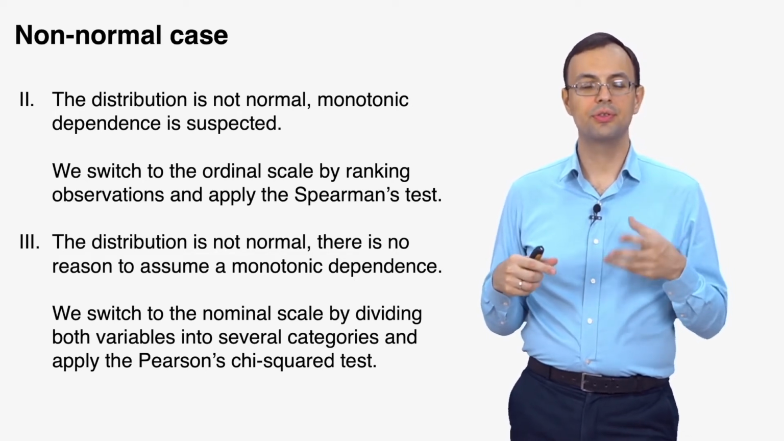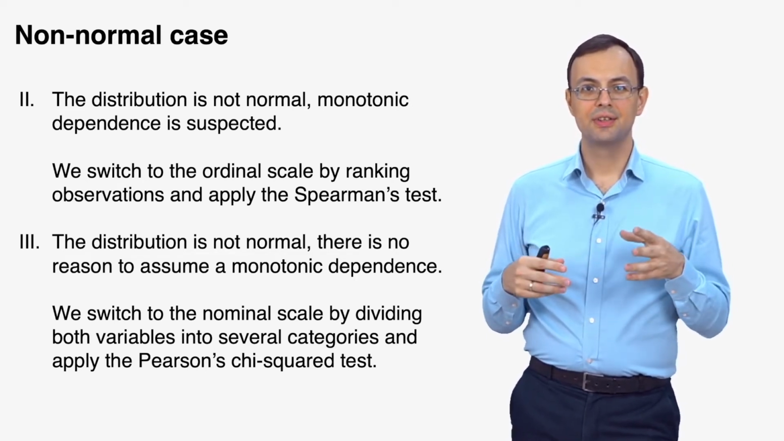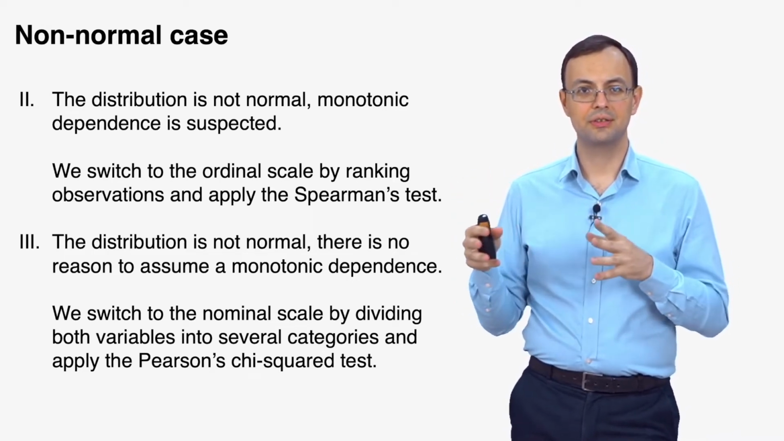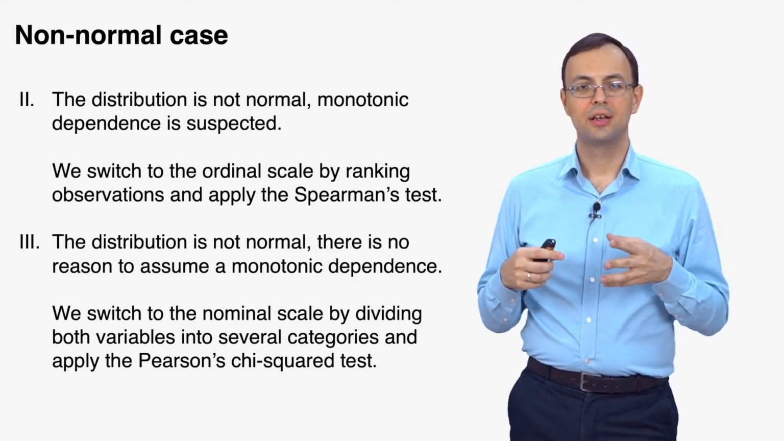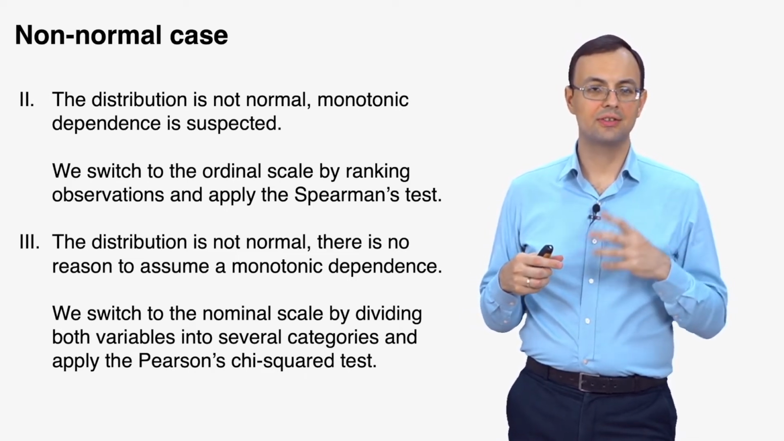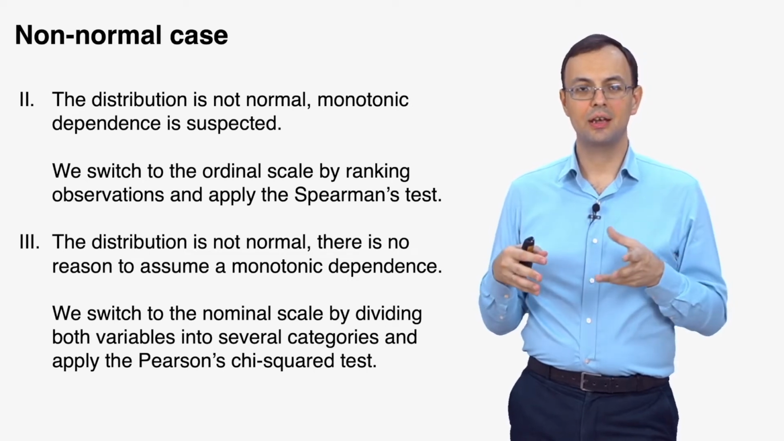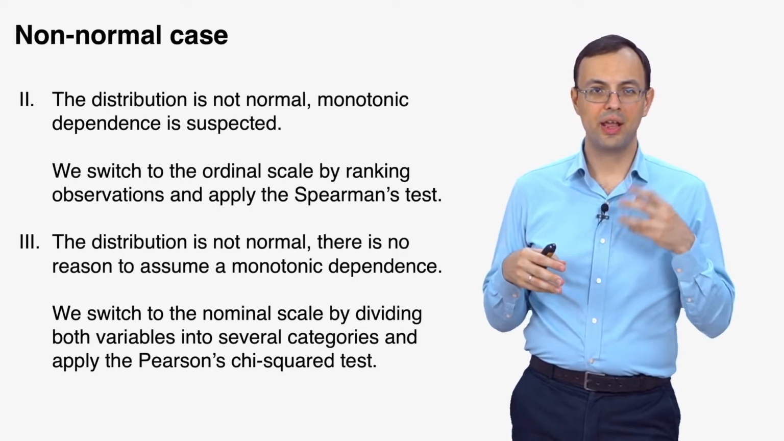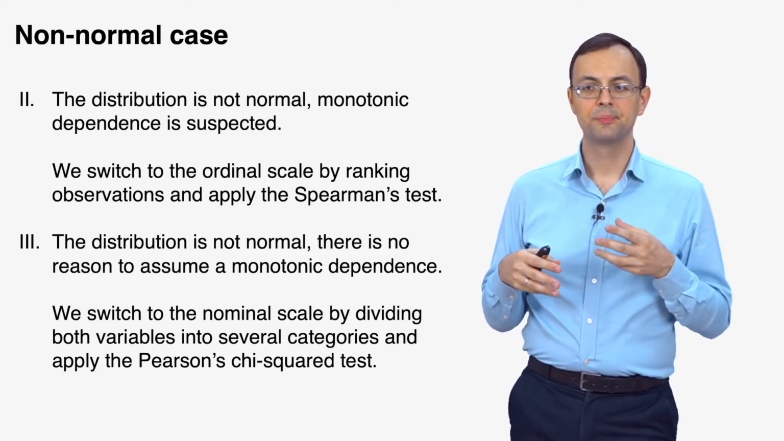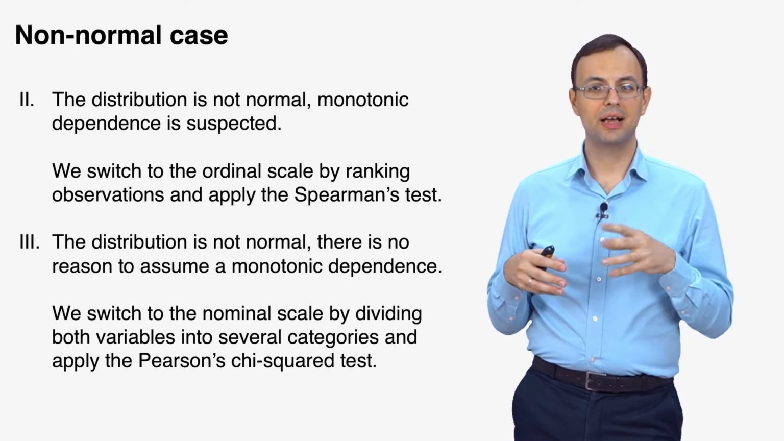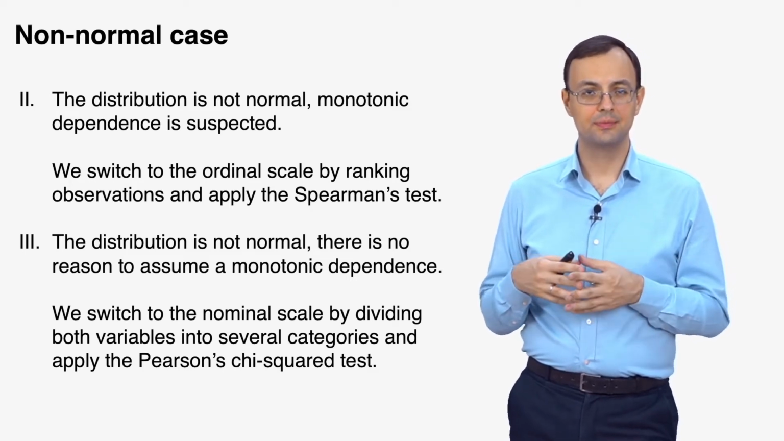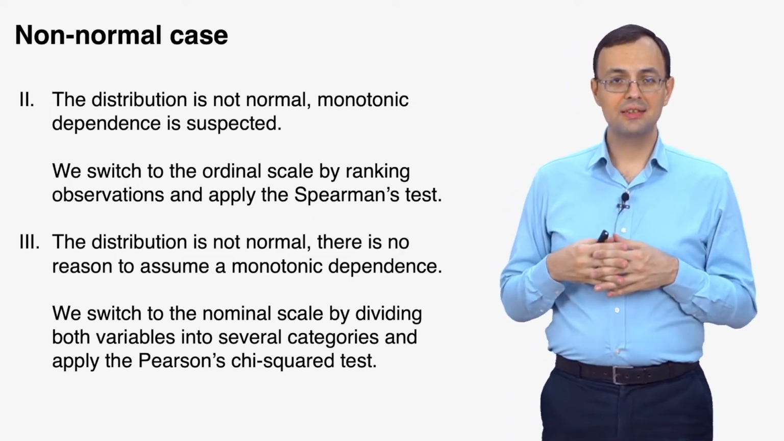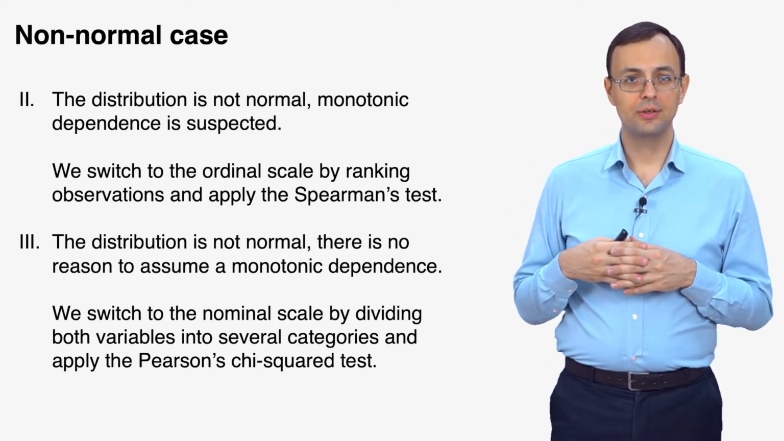For example, I told you that you can divide height into three intervals, three categories, and you can divide weight in a similar manner, and so then you can fill the contingency table for these two variables. And after you have the contingency table, you can apply the Pearson's chi-square test, the no association test, for nominal variables.